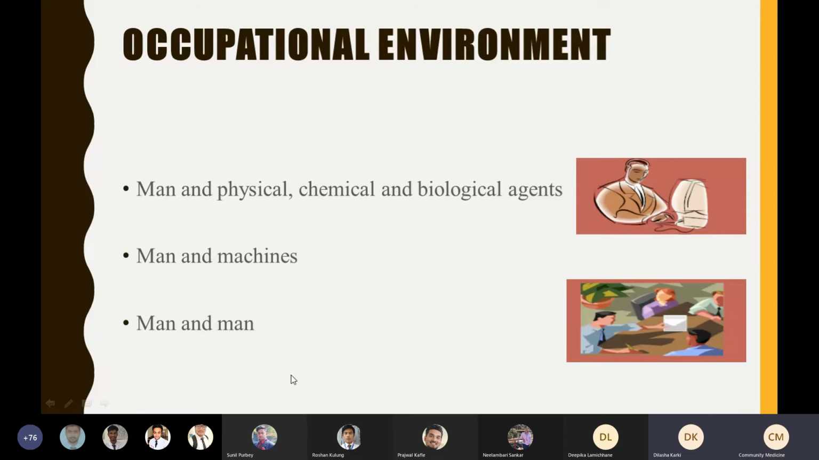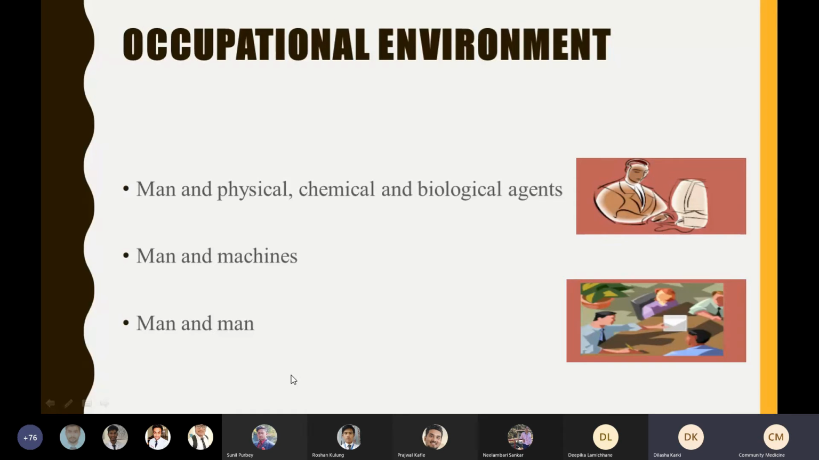Now talking about the occupational environment, we'll begin with the different types of topics. In the occupational environment, one is that man is linked with physical, chemical and biological agents. The workers are linked with different types of physical, chemical and biological agents, whereas another is man linked with machines, and next is man with man, that is, one employee involved with another employee.